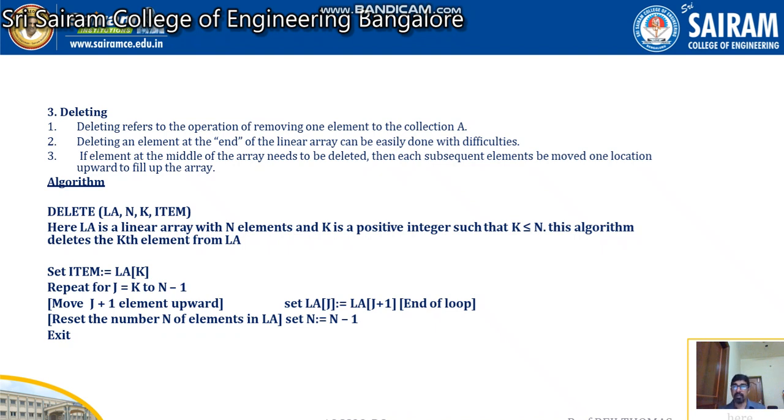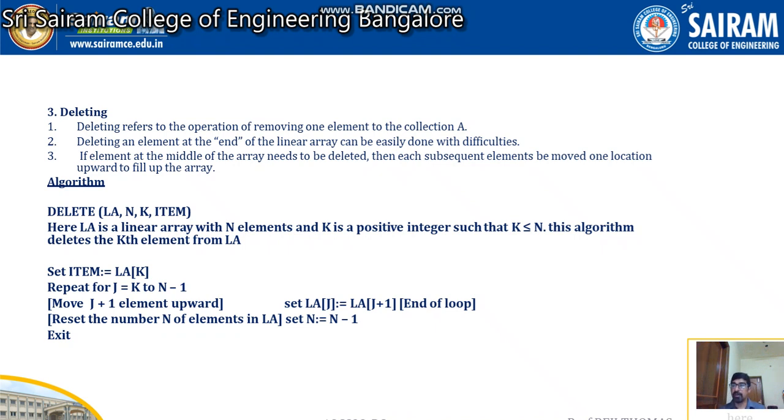I've got the element. Next, repeat for j equal to k to n minus 1. Now I've got the element to be deleted, and all the elements have to be moved upward by one position. So j starts from k, where k is the location, and continues till n minus 1. If there are 100 elements, n minus 1 stands for 99, since from 0 to 99 we have 100 elements.